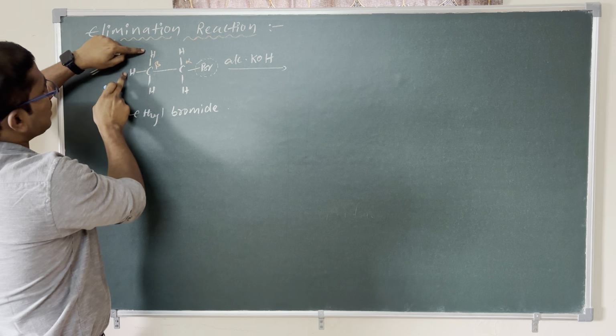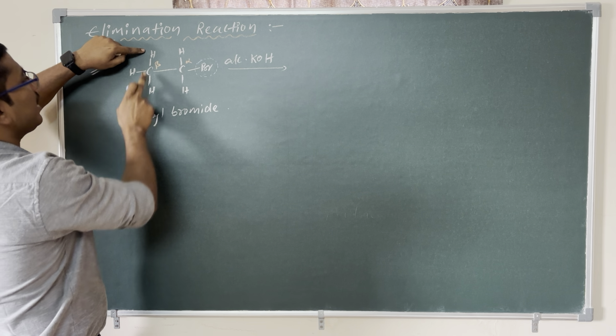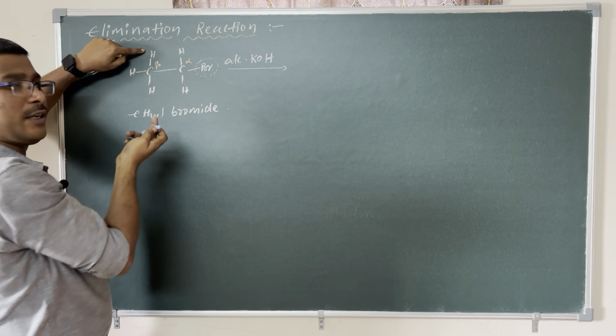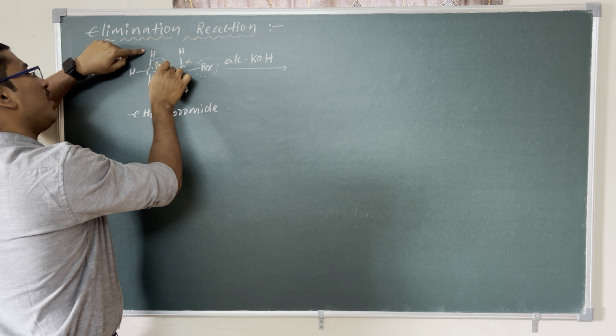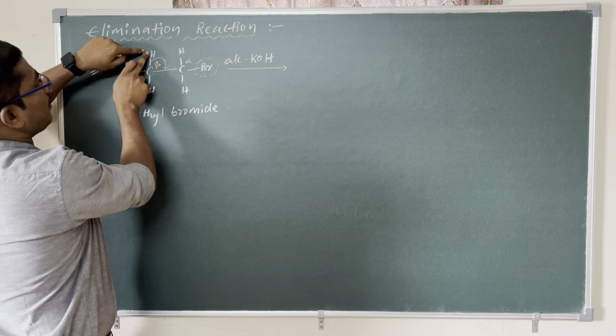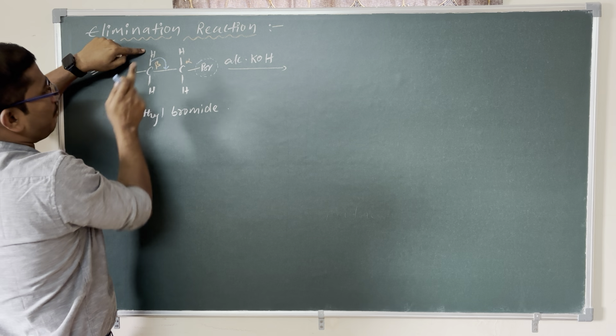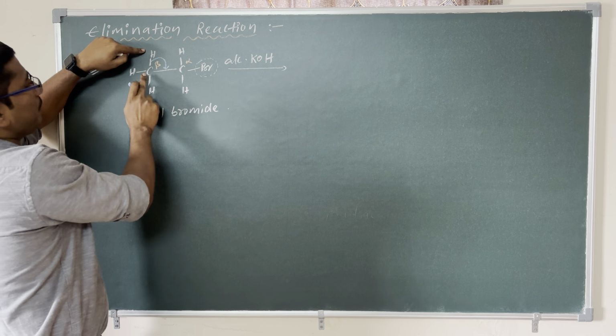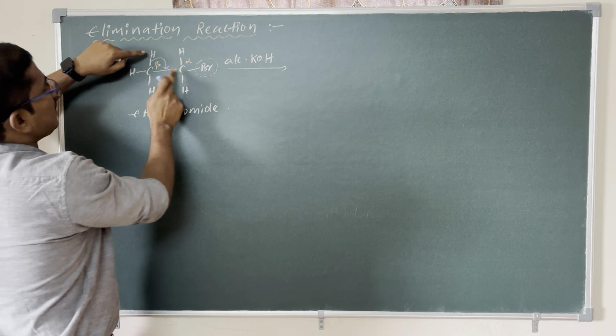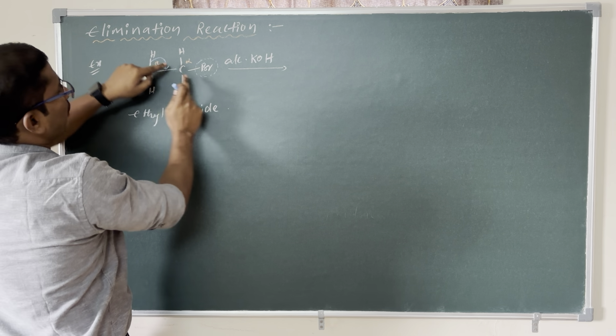See, the beta carbon has 3 beta hydrogen atoms. Any one beta hydrogen will be eliminated. For example, I am going to take this hydrogen. Now the bond present between the carbon and the beta hydrogen will become a double bond, forming between the two carbons. As a result of this movement, the hydrogen will be released from here.